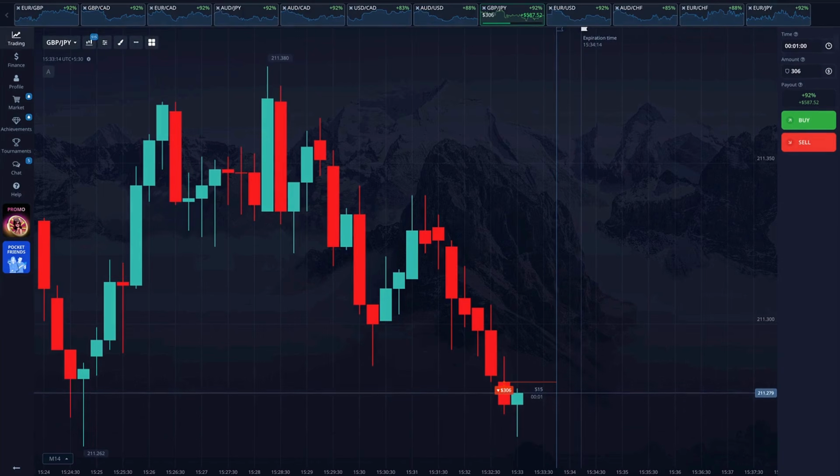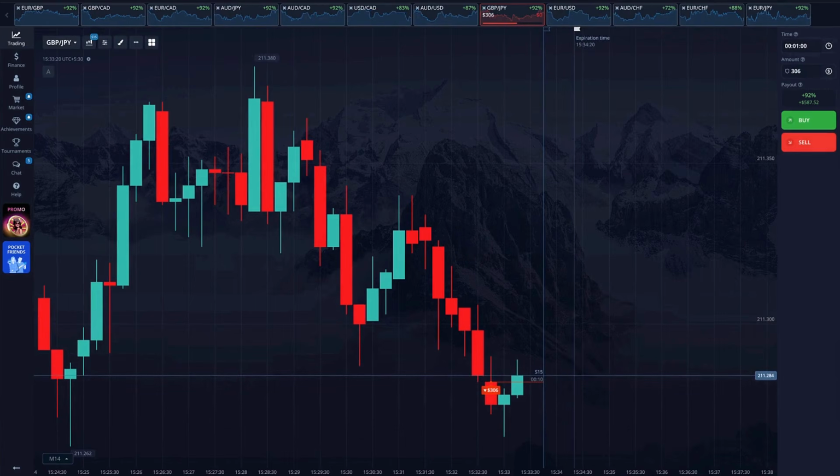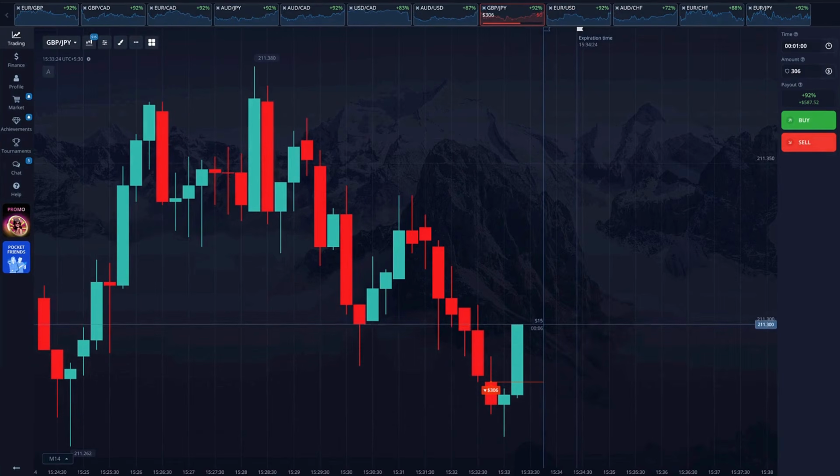Now let's see what happens after entering the trade. Right after the sell entry, instead of continuing downward, the market suddenly shows strong buying pressure. A large bullish candle appears and quickly pushes the price back above the round number level. This tells us that the market has reached a strong support area where buyers are willing to step in.